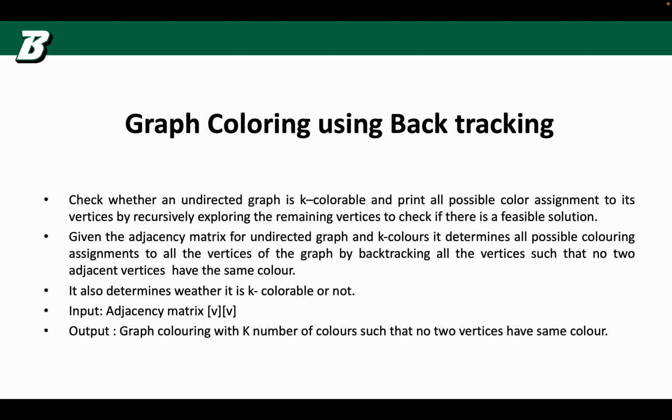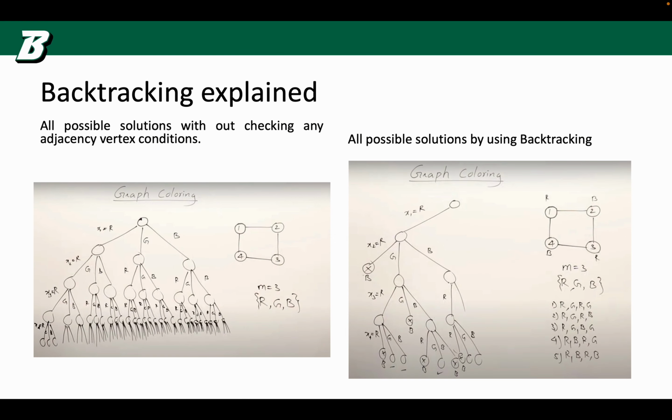The main concept of backtracking is recursively exploring the vertices, and if we have a feasible solution then it will go into that path, or else if there is no feasible solution it will discard this path. So I will explain to you how it basically works. Here we have two graph coloring diagrams.